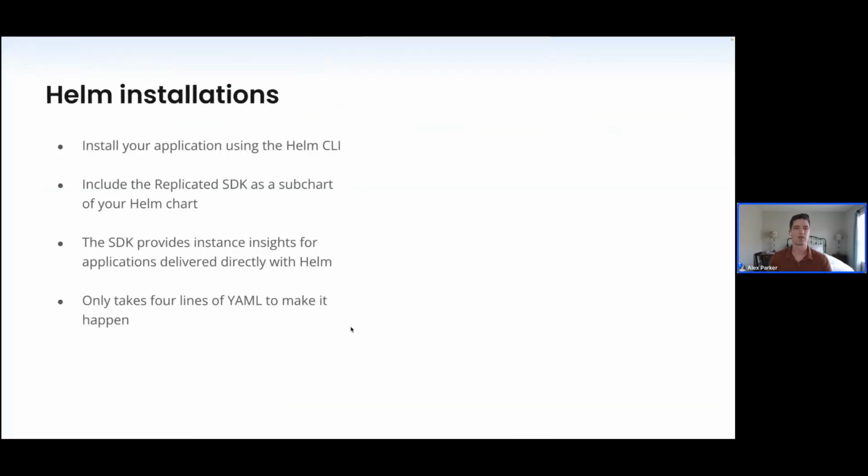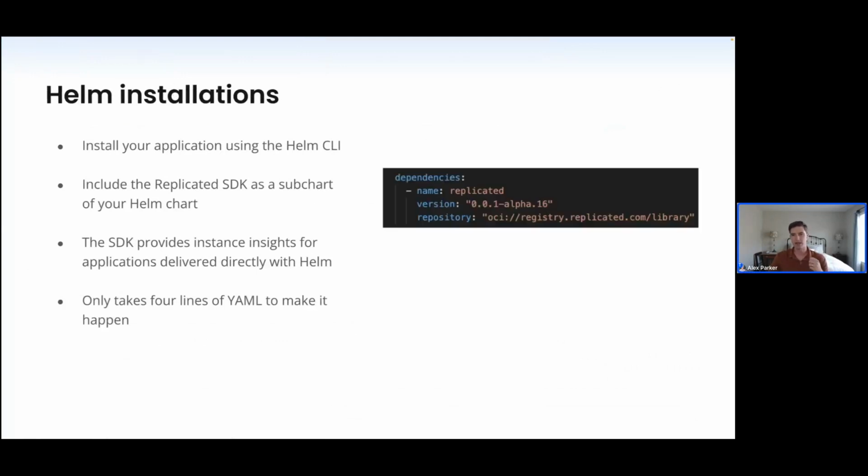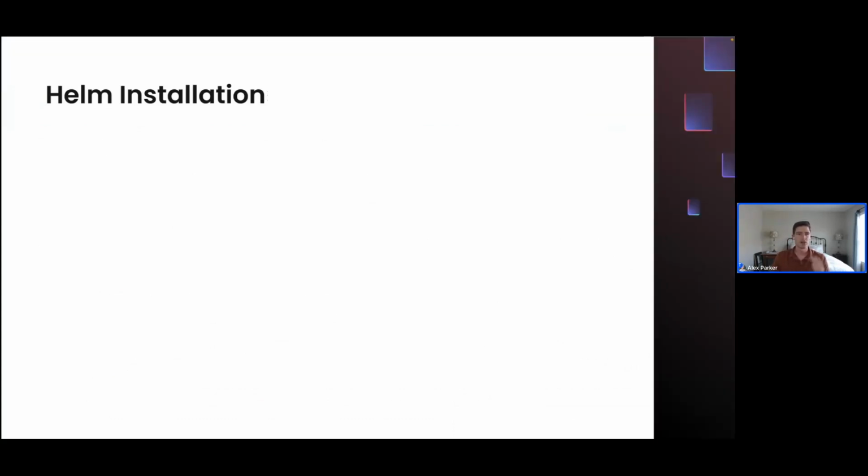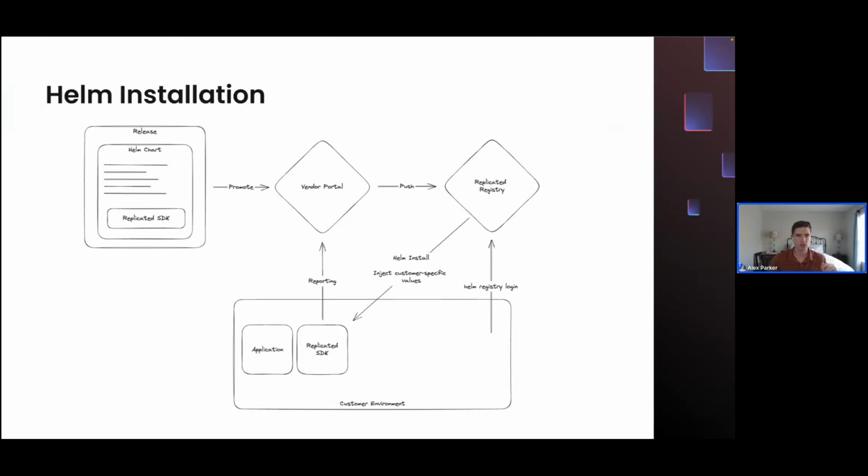And the great thing about the Helm installation and the SDK is that it only takes 4 lines of YAML to make it happen. So I can declare the replicated SDK as a dependency of my chart, and I get all of this instance insights totally for free. There is nothing else except for these 4 lines of YAML. So how does that work? Let's look at a quick little flow chart here.